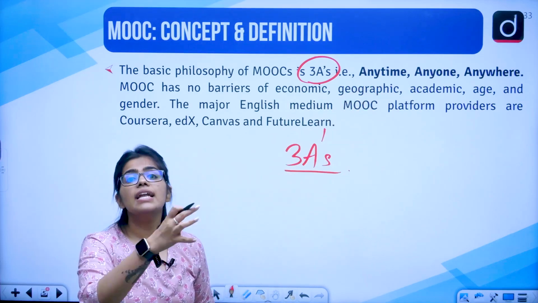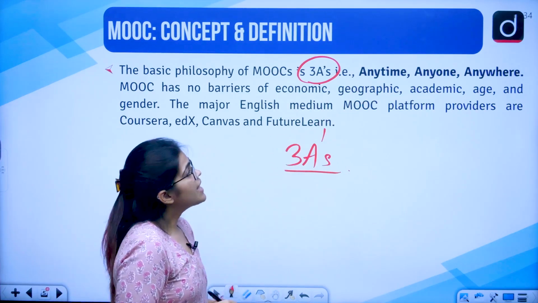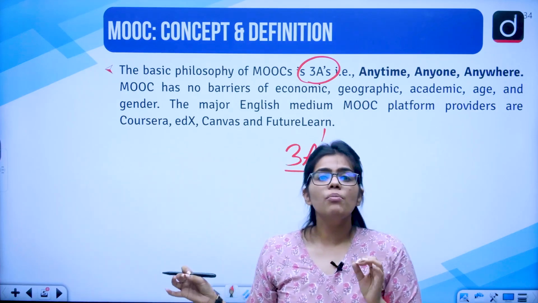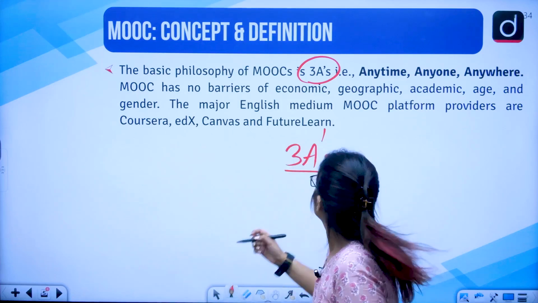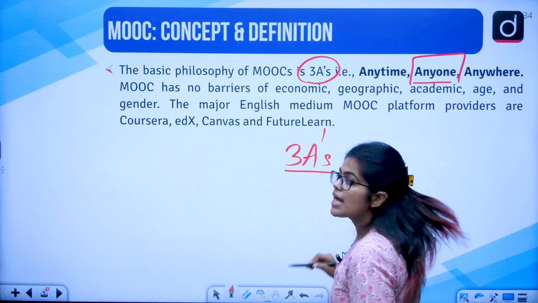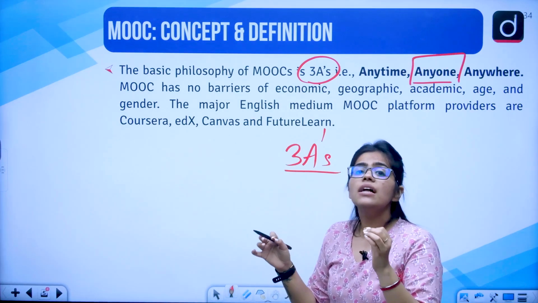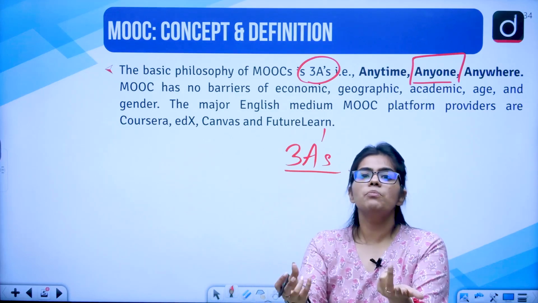It is like a tailor-made course. The first A stands for anytime. Then we have anyone. Anyone can participate. The age is no bar here. There is no prerequisite knowledge that you need. This means anyone can participate anytime. It is, as I told you, a tailor-made course. Any time of the day, you can just log in and complete your course.